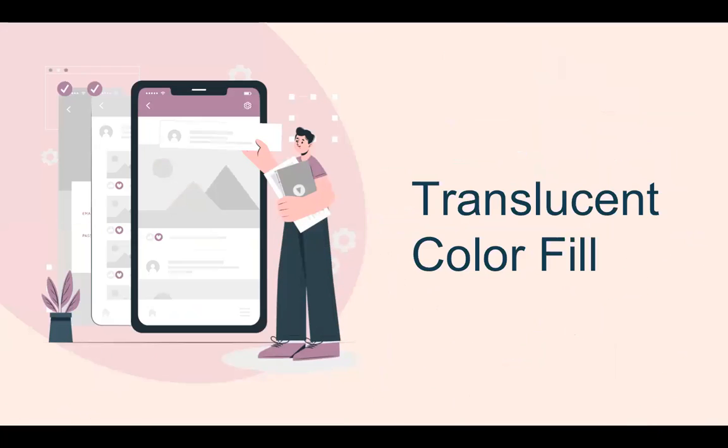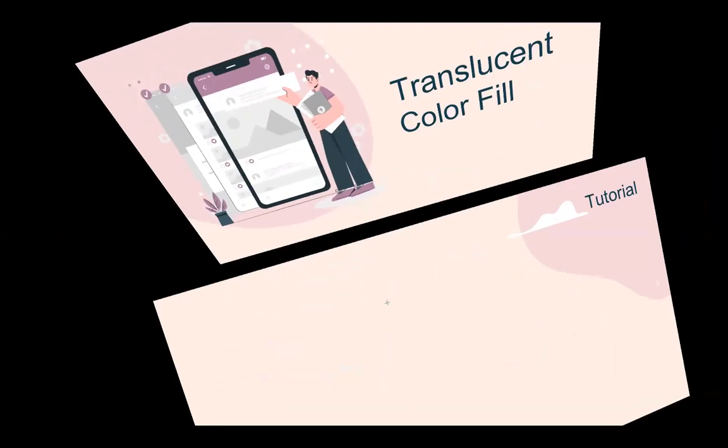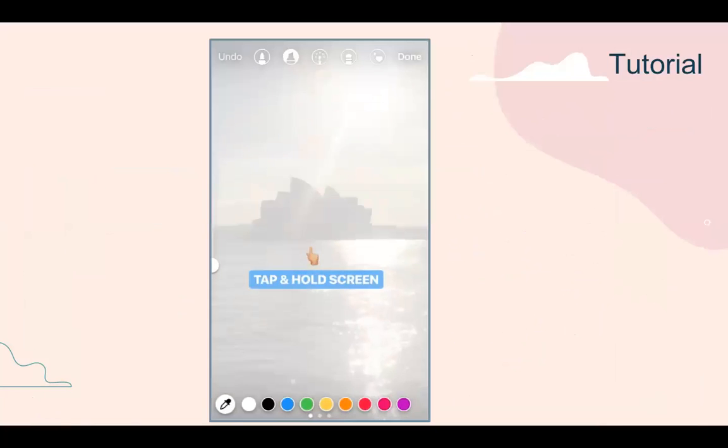All right. Moving on to the translucent color fill. If you don't want to really cover it entirely, but you want to have a shade of a different color on it, what you're going to do is that instead of choosing the first marker, you're going to choose the second one. All right, choose any color, keep it pressed on your screen and see what happens. It's going to give a translucent kind of a feel or look, sorry.